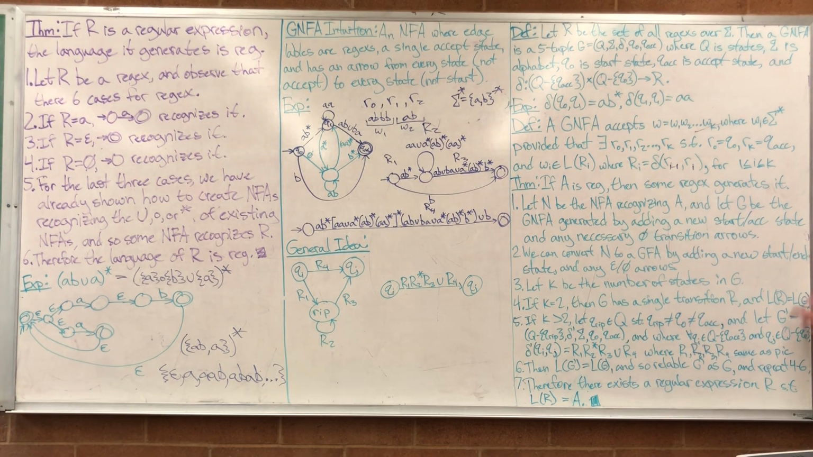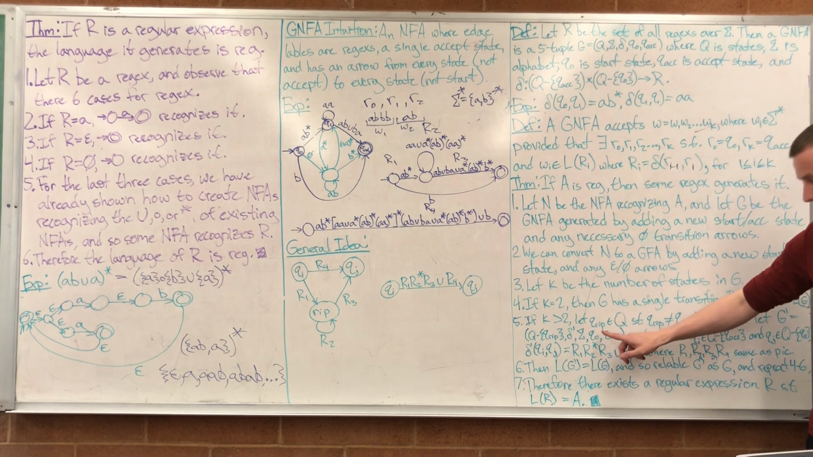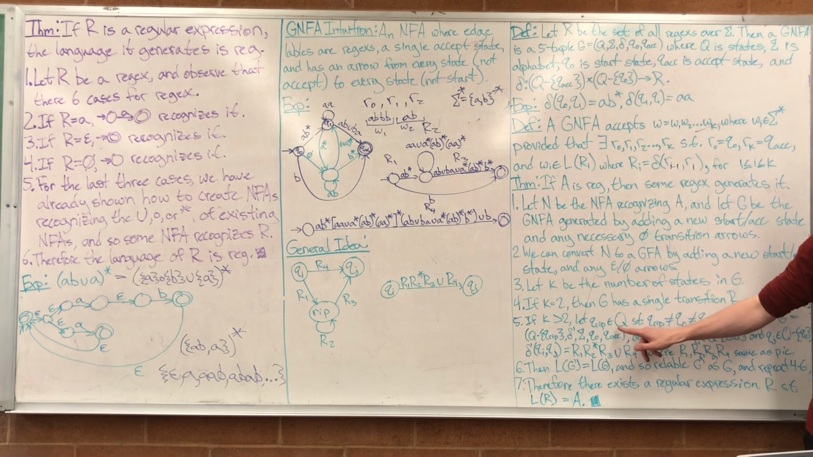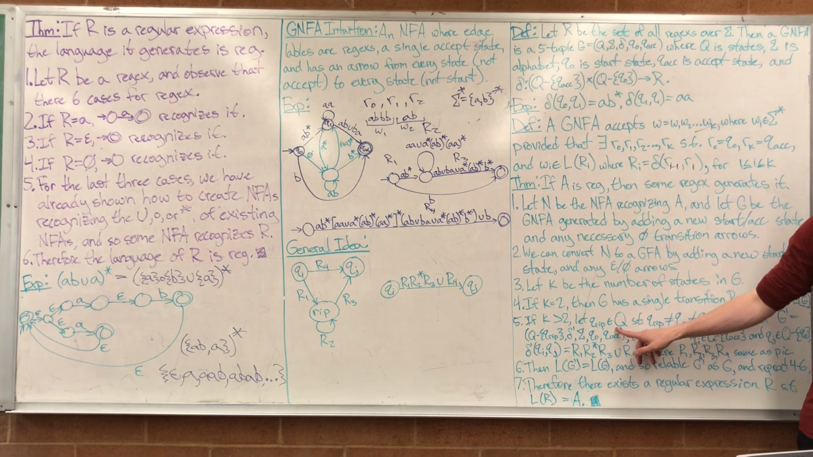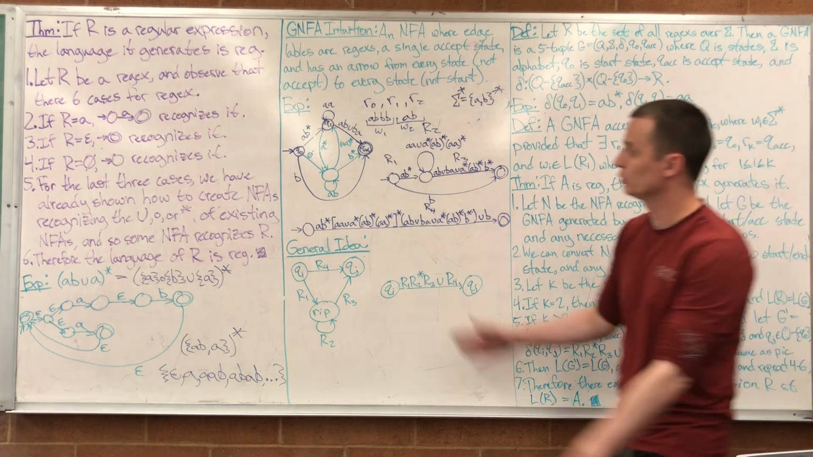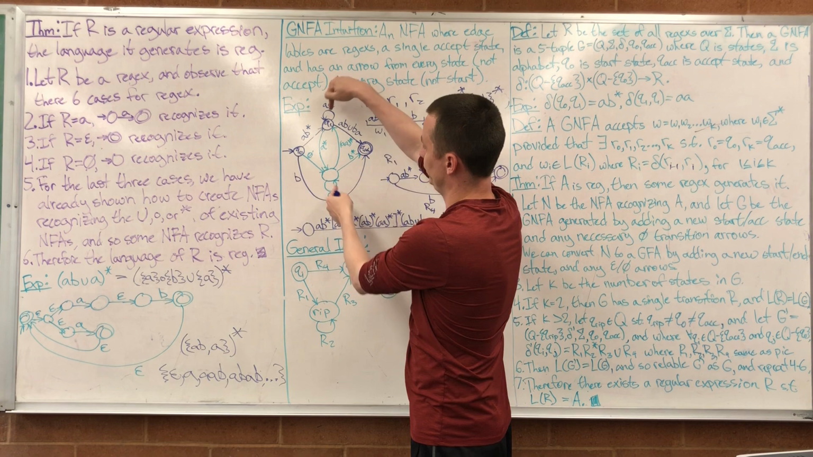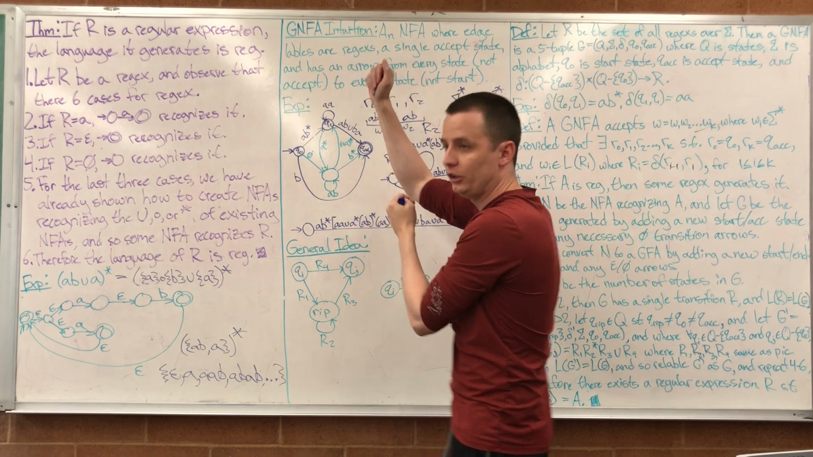Then, if K is more than 2, randomly pick some state inside of Q, we'll call it Q sub rep. It doesn't matter which one, as long as you don't pick the start state or the accept state. So we're looking at this machine, we're going to randomly pick one that's not the start or the accept, so we can only pick one of those two. Pick one, we're going to call it Q sub rep.